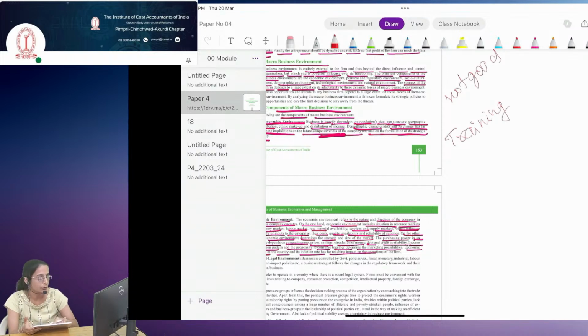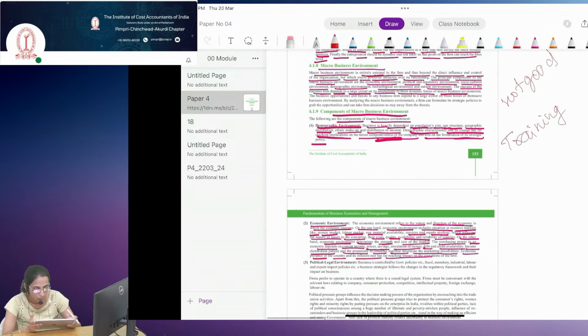Next we will move to the macroeconomic factors. These micro factors are relating to a particular individual, like we saw suppliers, customers, right? They relate to these particulars. Now macro will be different. Macroeconomic factors. The macro business environment is entirely external to the firm.